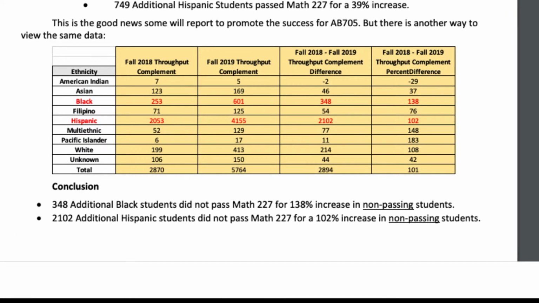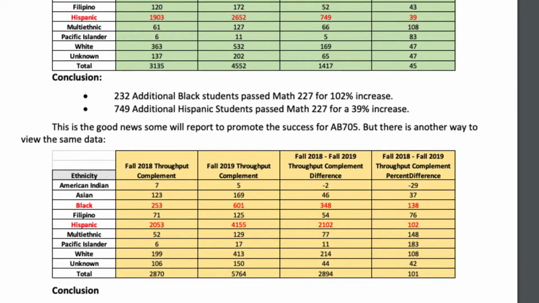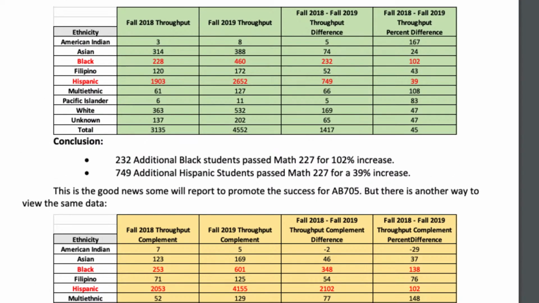If you look at the conclusion I have here, okay? Here's the good news. 232 additional black students passed Math 227 for a 102% increase. They doubled the number of black students who finished 227. Now that is a good thing. Okay, this is their success. They had 748 additional Hispanic students pass 227 for a 39% increase. The percent increase is not as big as for black students, but that's 749 additional students. So they're saying we are successful with this bill.